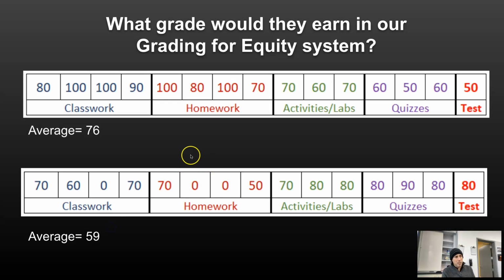And so let's take a look at a student. This student has an average of a 76. In a lot of classes, that's going to be a C plus. This student has an average of 59. In most classes, that's going to be an F, a D minus.